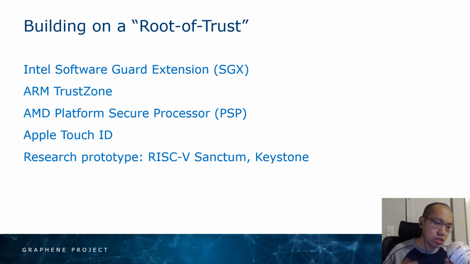There are also recently a lot of research prototypes for trusted computing and confidential computing, including RISC-V Sanctum and Keystone. In general, there are pretty much similar ideas or similar products that come from different CPU vendors to provide trusted computing and confidential computing platforms.